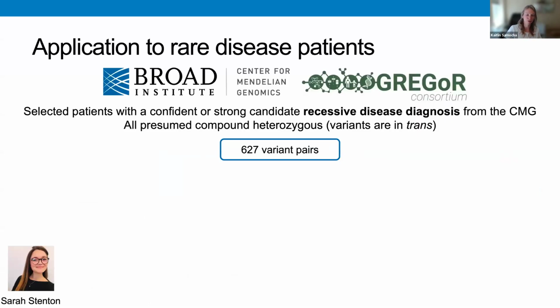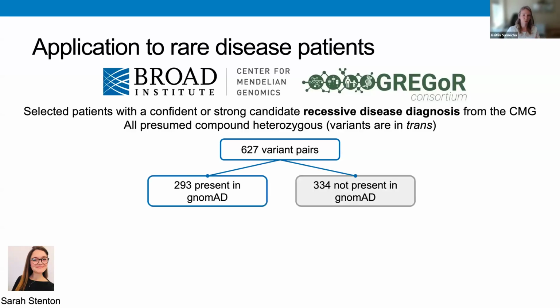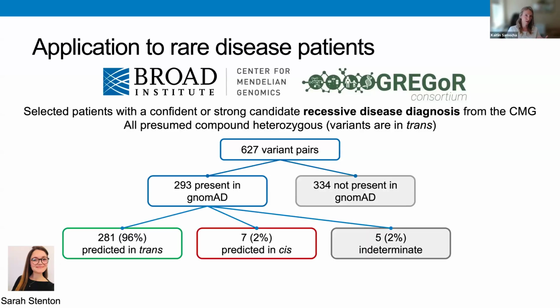So for an application to a disease cohort, we are using patients from the Broad Center for Mendelian Genetics that have a confident or strong candidate recessive disease diagnosis, and they're all presumed to be compound heterozygous, so we presume that the variants are in trans. We started with about 627 variant pairs, of which we could phase a little over half of those, 293. And of those 293, we predict that 281 of them, or 96%, are in trans. So we're matching the prediction from the cohort. 7 we predict to be in cis, and 5 had indeterminate values. So a handful we can't predict.